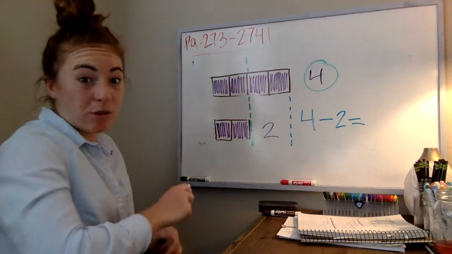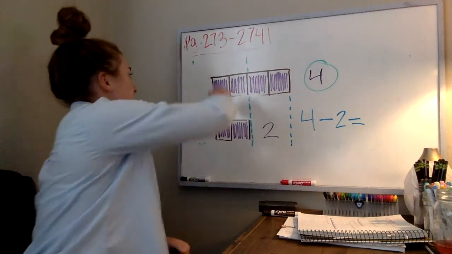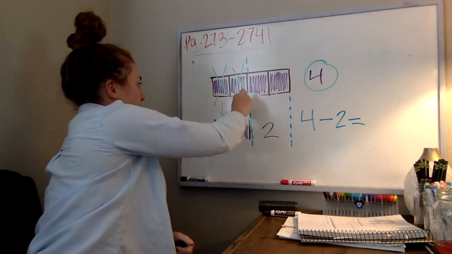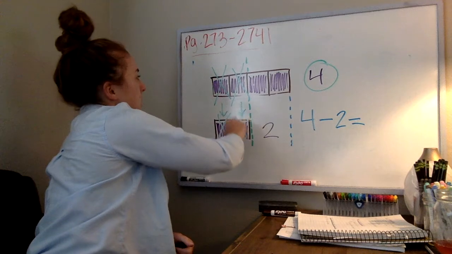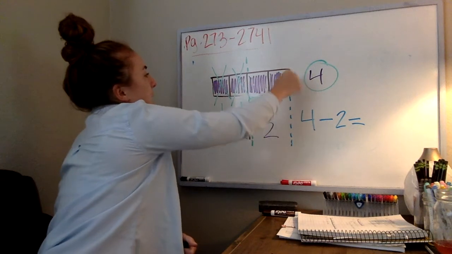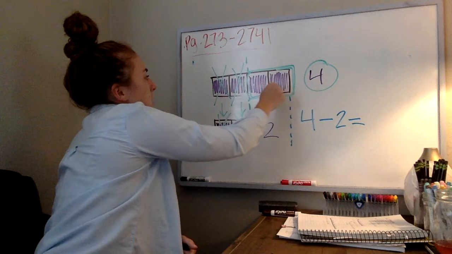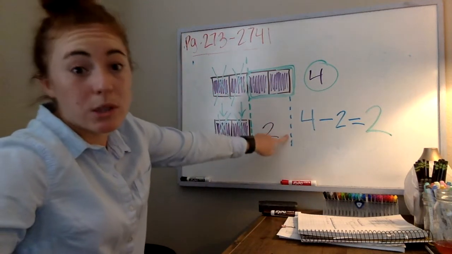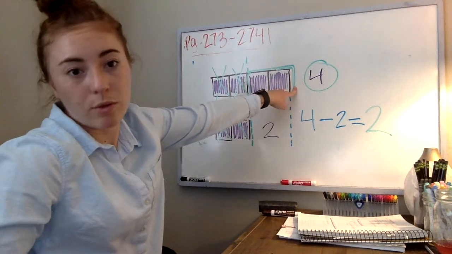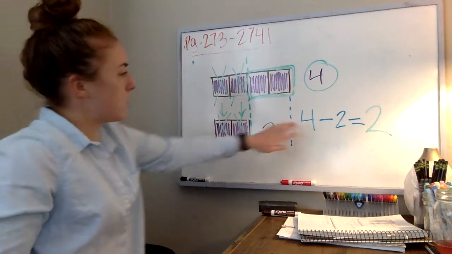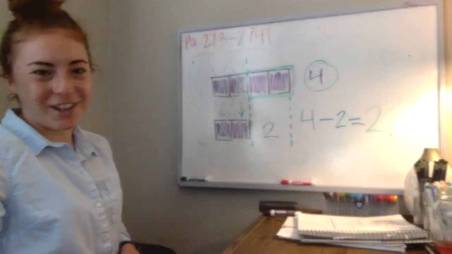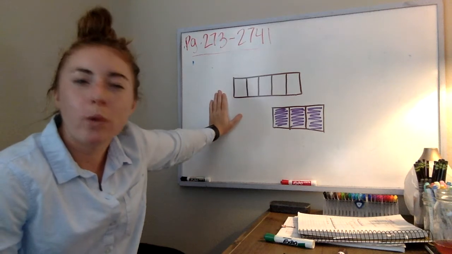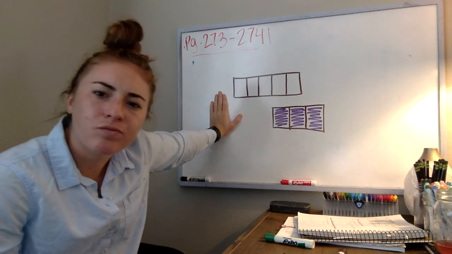So remember, we can cross out just like we do in our subtractions. So we're going to cross out 1, cross out 2, right? For each of these, crossing out. And we have how many left? 1, 2. So this rectangle would need to be 2 squares more to equal 4. 4 minus 2 equals 2. Good job.